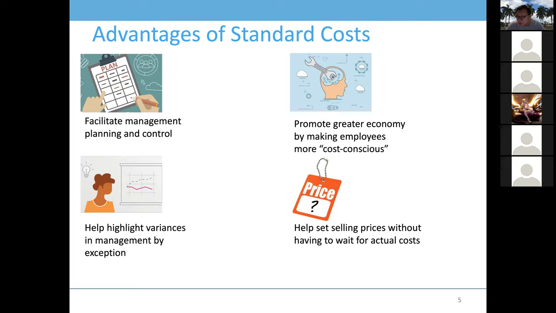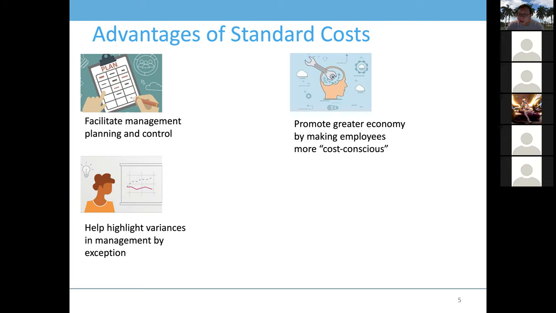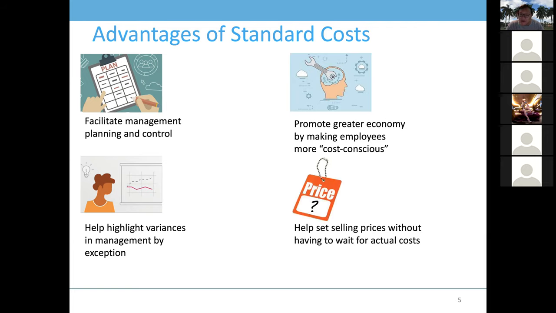And then you are able to set up a price. So $10 is your standard cost and you are trying to make, let's say, a markup of 20%. So you are trying to make $2. So then you know that your selling price can be set as the standard cost, $10, plus the markup, $2, so $12. So you don't have to wait until you receive the information of the actual cost.